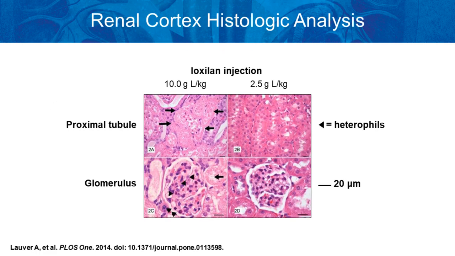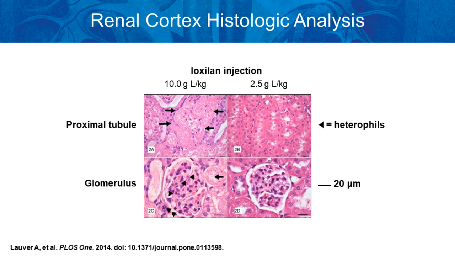And when you look at the kidneys, you see this effect. On the left side, we have 10 grams of iodine per kilogram of ioxilan. So this shows significant injury. These are markedly swollen proximal tubules, and you can see inflammation even in the glomeruli.